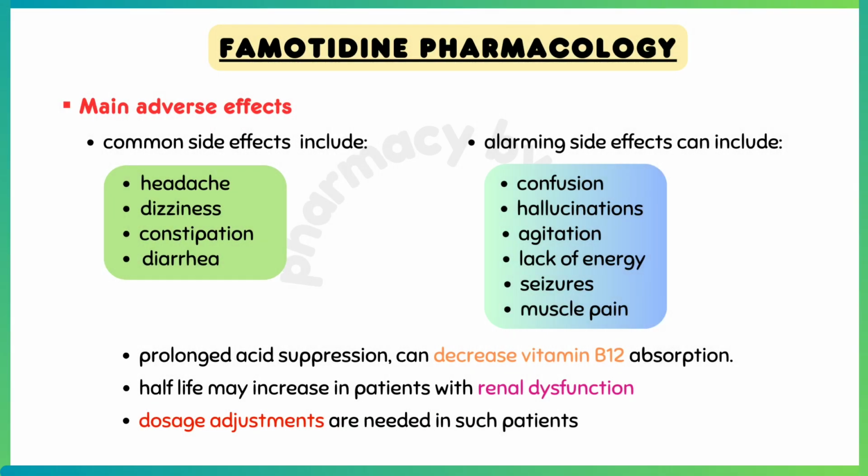Common side effects of famotidine include headache, dizziness, constipation, and diarrhea. More alarming side effects can include confusion, hallucinations, agitation, lack of energy, seizures, fast or pounding heartbeats, muscle pain, and dark-colored urine. Prolonged acid suppression can decrease vitamin B12 absorption.